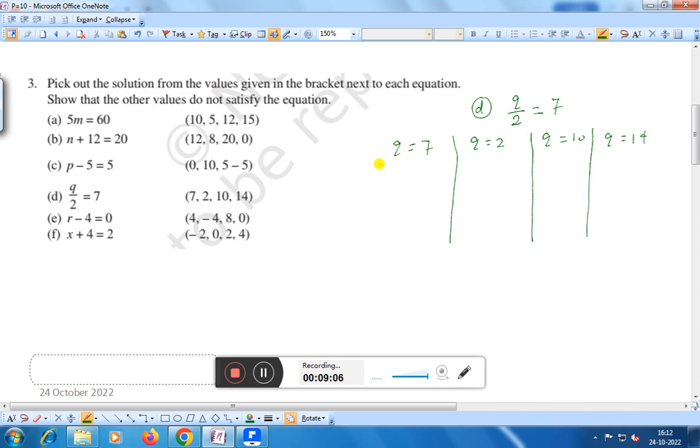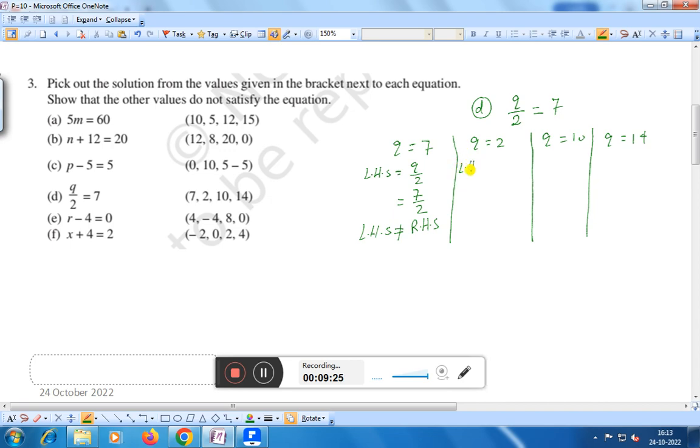Right? The first one, Q by 2, that is 7 by 2. Left hand side is Q by 2, that is 7 by 2. 7 by 2 is not equal to 7. Therefore, left hand side is not equal to right hand side. Therefore, this may not be the solution of the equation.